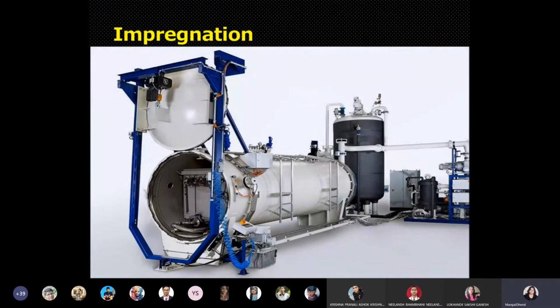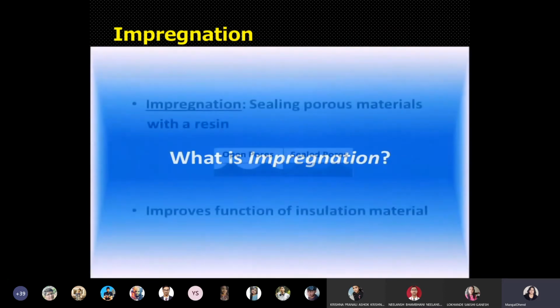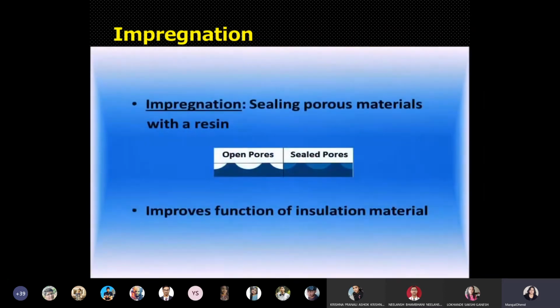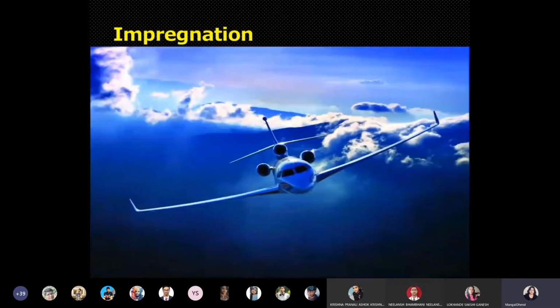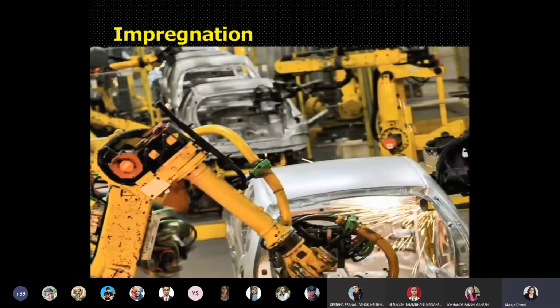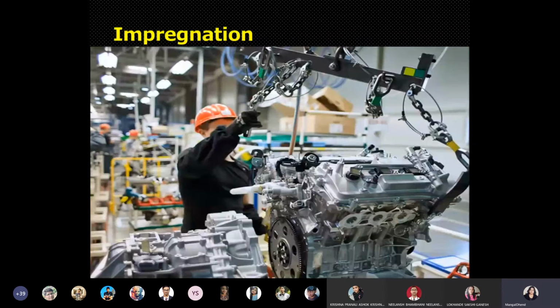Welcome to a brief presentation on electrical engineering impregnation systems, brought to you by TechnoExpert. So what is impregnation? Impregnation is simply the process of sealing porous materials with a resin, and is performed in order to improve the function of insulation systems. It is primarily used in the electrical engineering, aviation, and automotive industries. For our purposes, we will be discussing the impregnation process for electrical machines such as motors and generators.